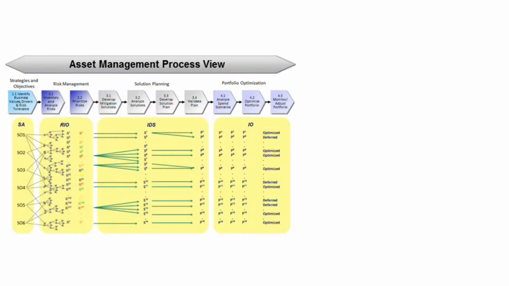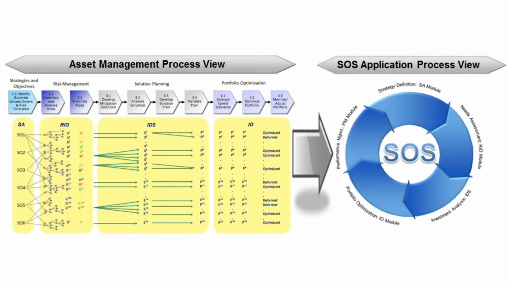UMS Group has worked extensively with companies to aid in the development of asset management organizations and processes, especially in the investment planning and optimization arenas. The SOS application was designed as a decision support tool focusing on 4 key asset management processes: strategy definition, risk management, solution or investment planning, and investment portfolio optimization.